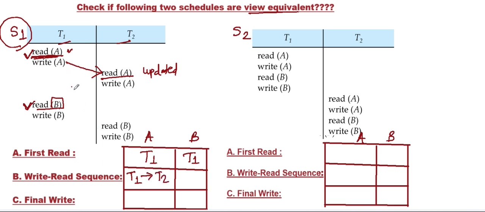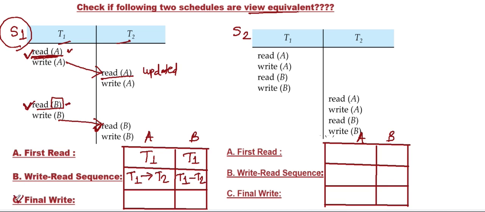Then check for B. This read operation of B in T1 has no write operation before it. Then go to T2's read operation. This T2 read operation occurs after this write operation. So the sequence is again T1 to T2. So for B, the write read pair is from T1 to T2.